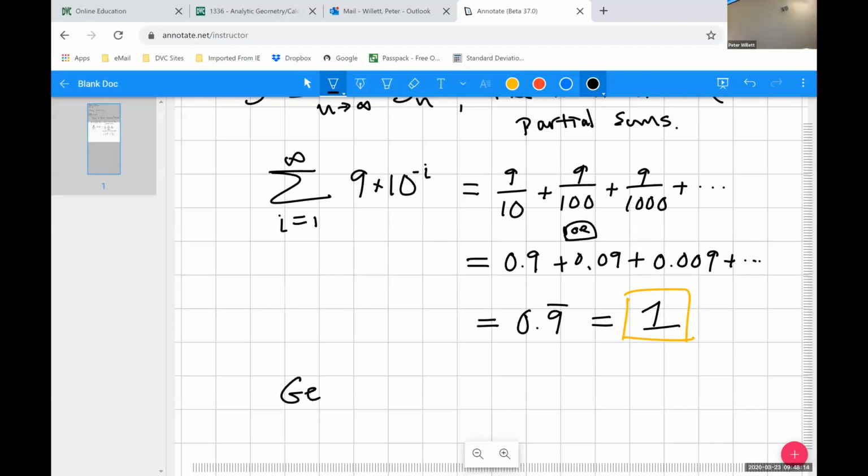This is a geometric sequence, or a series, I should say. And there is a formula for the result of a geometric series in which you take the first term and you divide it by 1 minus the r value.